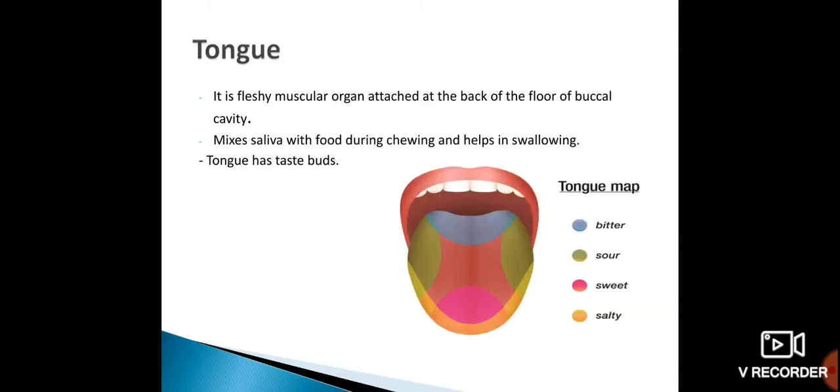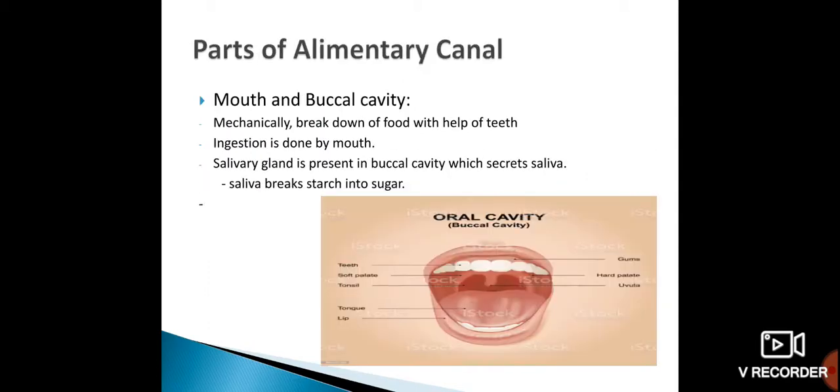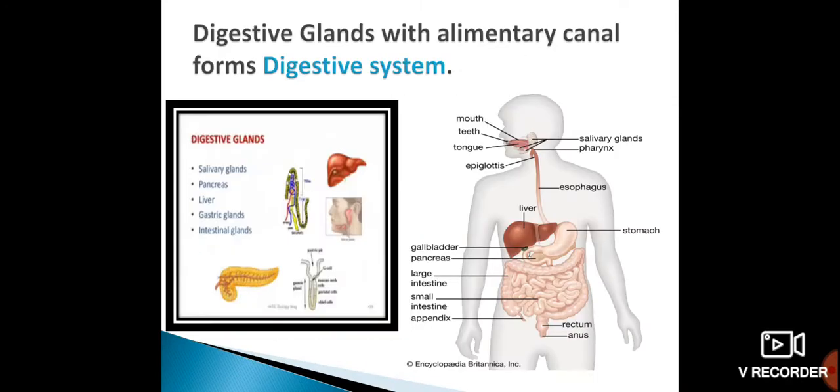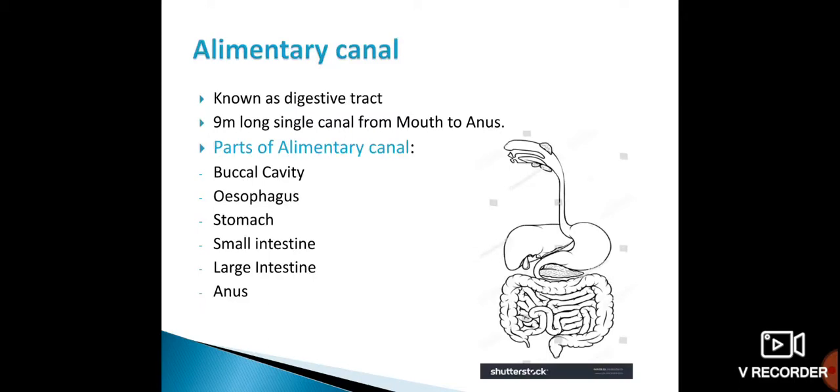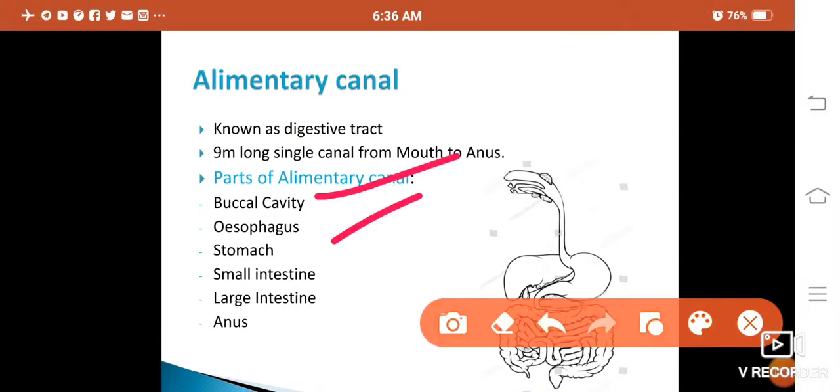Okay, the next slide is some parts of the alimentary canal. As you can see, the alimentary canal has many parts: buccal cavity, esophagus, stomach, small intestine, large intestine, anus. So we will study all these parts of the alimentary canal one by one. Today we will cover up to the stomach: buccal cavity, esophagus, and stomach.